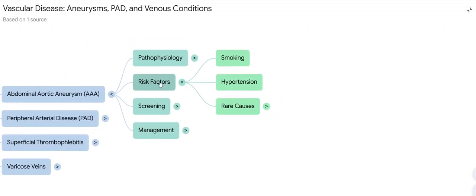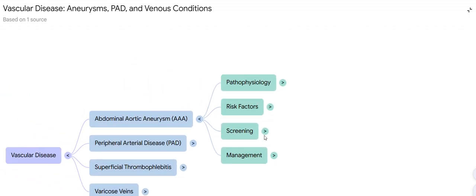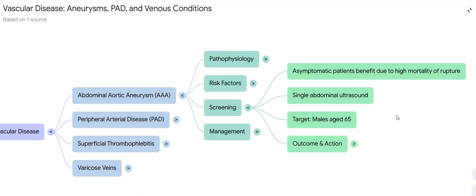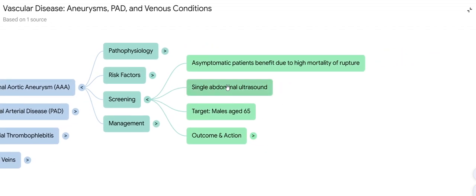Remember this. Let's move on to the screening, because our management depends on the screening. Because most of the patients are asymptomatic, we have to screen them because it can be a matter of life or death.